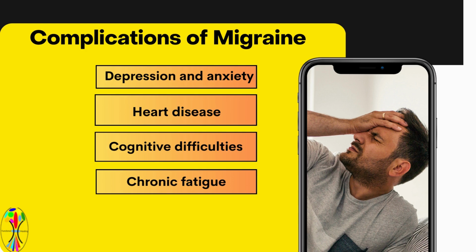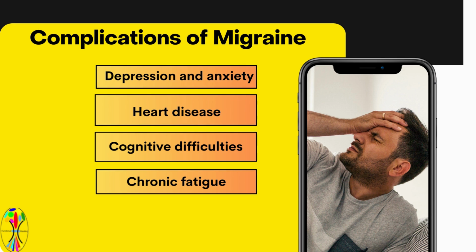So let's talk about complications of migraines. These individuals who have migraines not only are suffering from headache, but they actually have complications associated with migraine, one of them being depression and anxiety. These individuals who have chronic pain or chronic migraines are at increased risk of developing depression and anxiety. And there is obviously the fear of an impending attack.